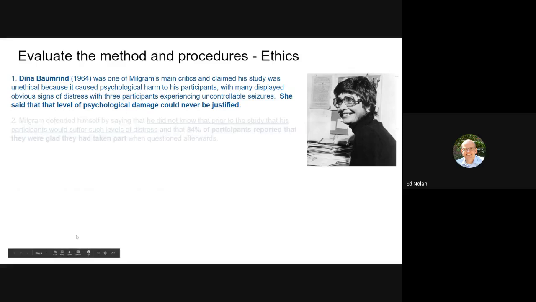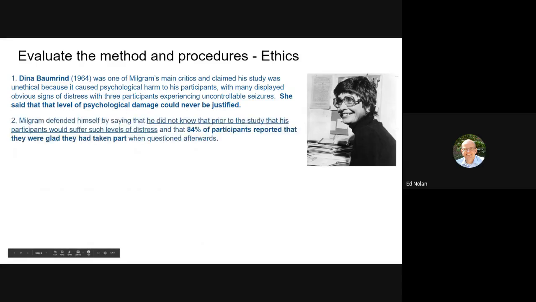Okay. Now, Milgram, in his defense, said, well, I didn't know this was going to happen. We thought most of the people would drop out at 300 volts. And also, most of the participants said they were glad that they'd done it. So that was okay. It's almost like prior consent to the psychological harm. Yeah, that works for the first argument. Milgram, though, repeated his study again and again and again, knowing full well what would happen. So I'm not really sure that was a legitimate argument.